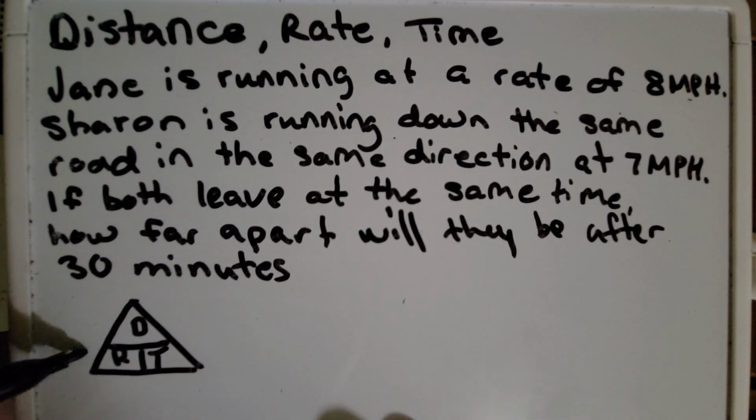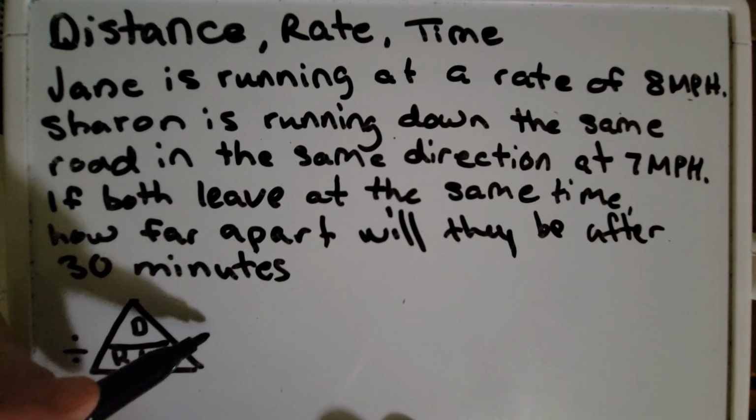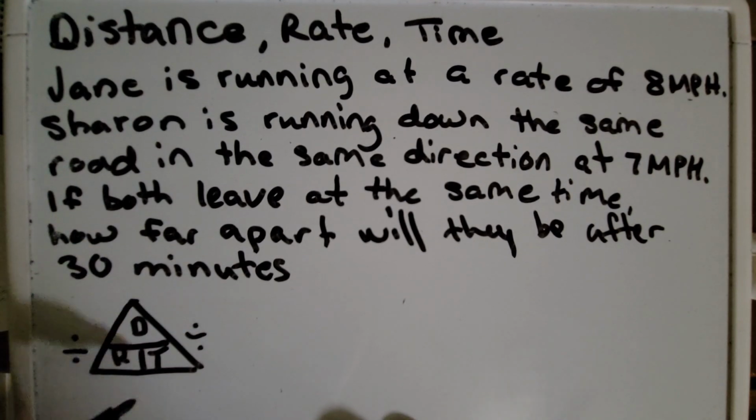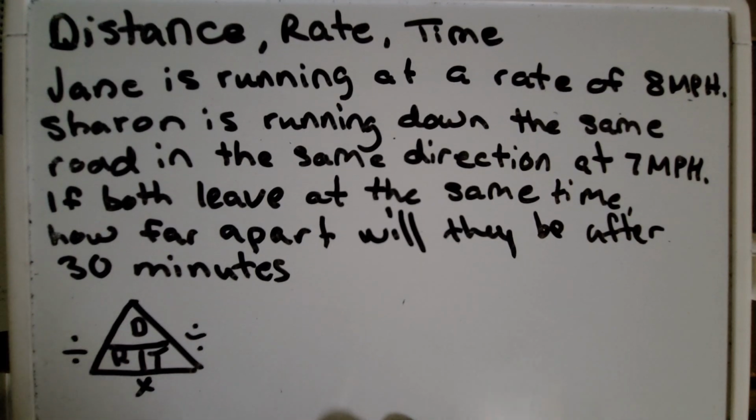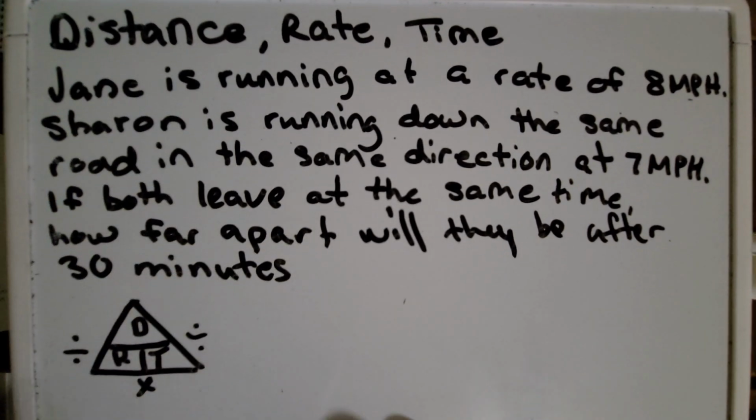If it's D over R, that's going to be divide. If it's D over T, that's going to be divide. If it's R over T, that's going to equal multiplication. Right? That being the case, let's go ahead and get straight into it.